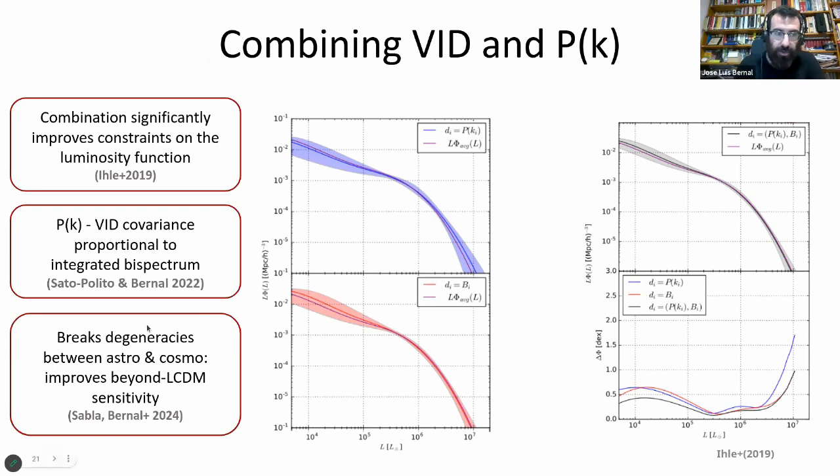And you can see here from Ihle and collaborators in 2019, the constraints on the luminosity function from only the power spectrum, only the VID, and the combination of the two, and this is the relative gain in precision. As you can see, we will be improving the precision quite a lot by doing this combination. We can do this combination analytically too, because that work was a simulation-based study, but in a paper led by Gabriela Satopolito, we derived the analytical covariance between these two summary statistics, which depends on the integrated bispectrum. And we showed recently, last year, in a paper led by Vivian Sabla, how breaking these degeneracies is great to improve the sensitivity for beyond lambda cold dark matter models.